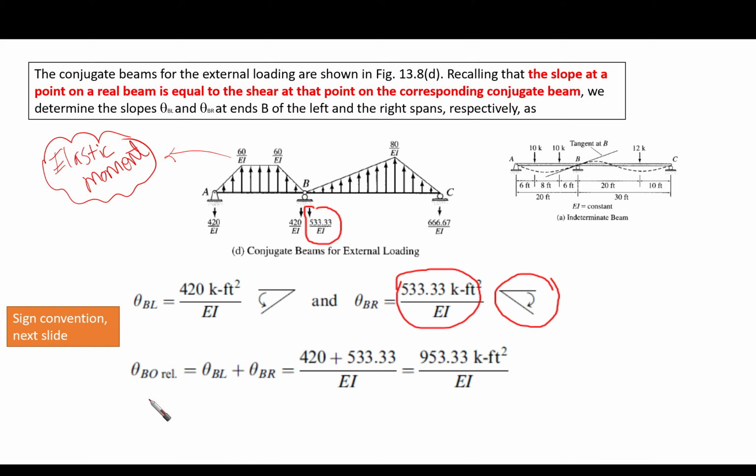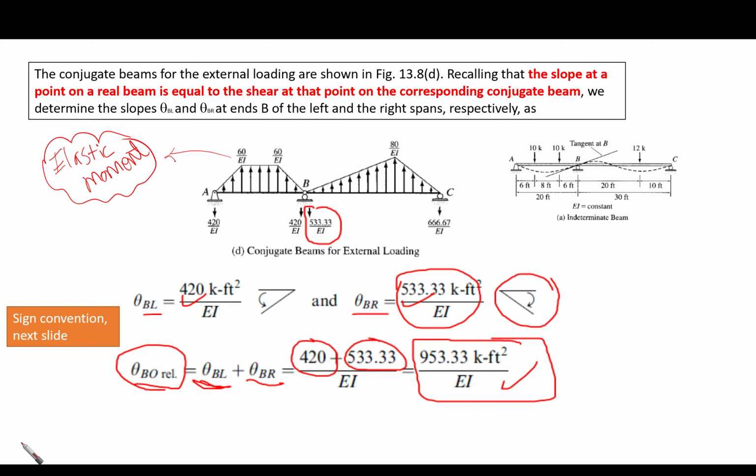Okay, at the end, we said that the total relative slope or relative angle at point B is going to be theta B left plus theta B right. So we have 420 from here and 533 from here, left and right. Then we are going to end up with 953 for theta B node relative.